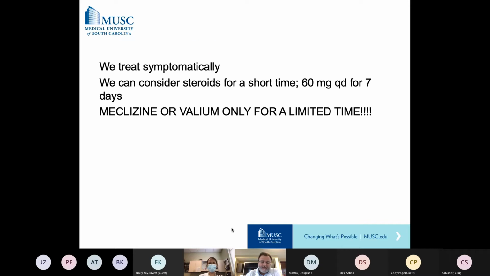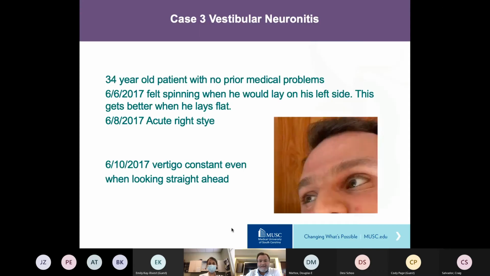And make sure, the first thing also to ask is, if you saw them in the ED, or if somebody saw them in the ED, make sure they don't give them a lifetime supply of meclizine or Valium. They need to be off of those to be able to compensate quickly.